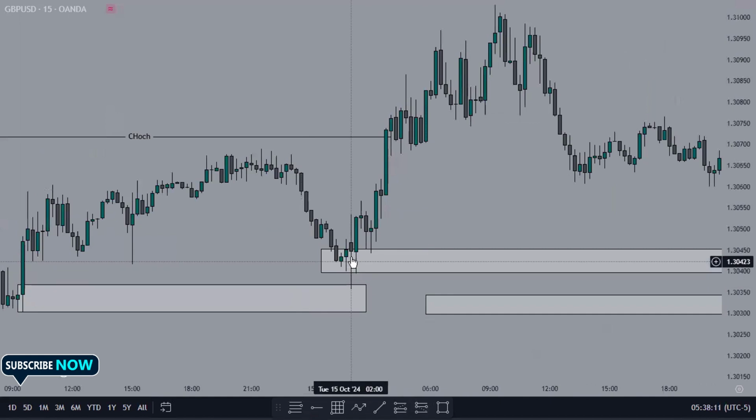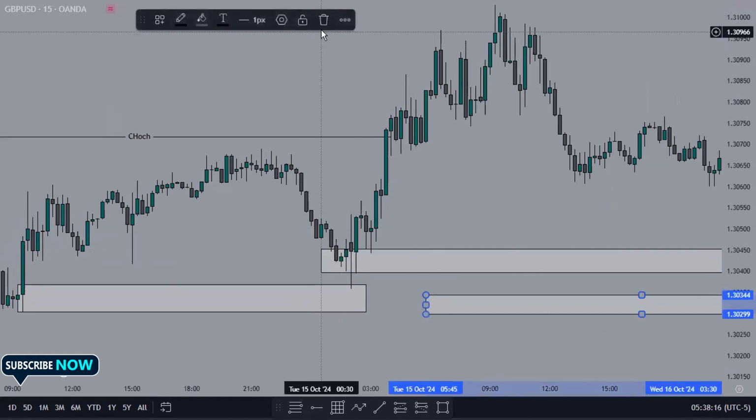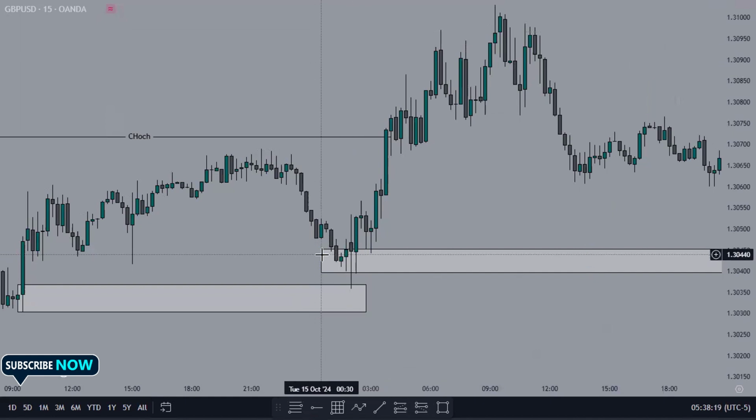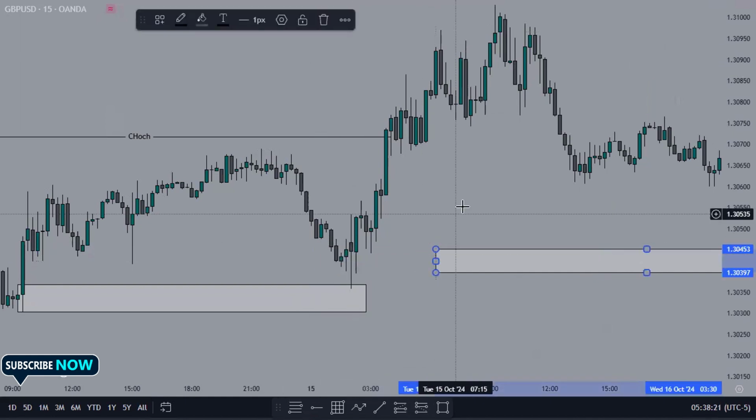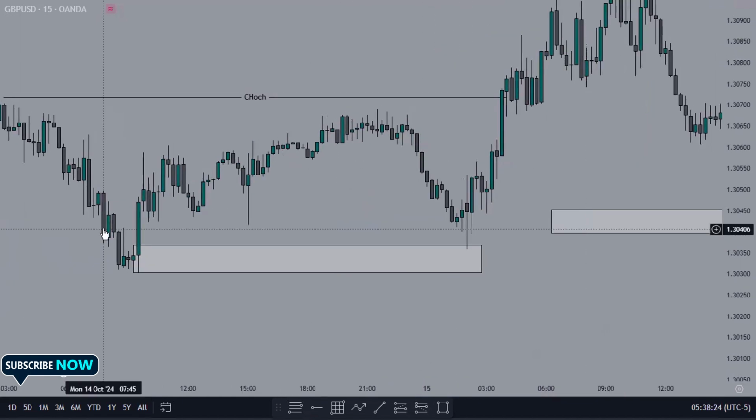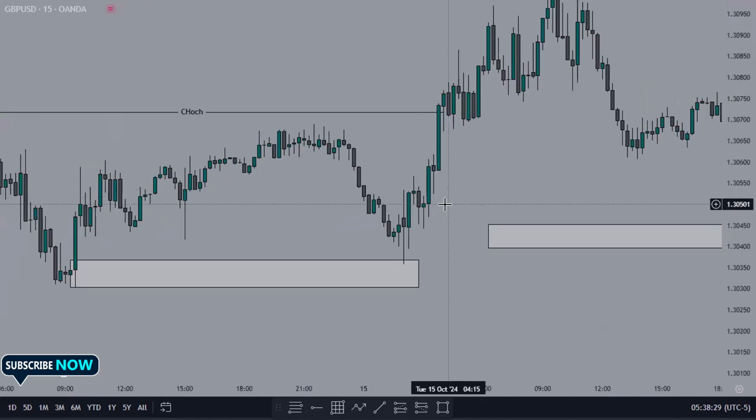Okay, now let me show you why this one here would have never worked in the first place. It would have never worked. The reason why this low here would have never worked is plain and simple. Judging from the examples I just gave you on why this one will work and this one will not, this will not work because we do not have a fair value gap.